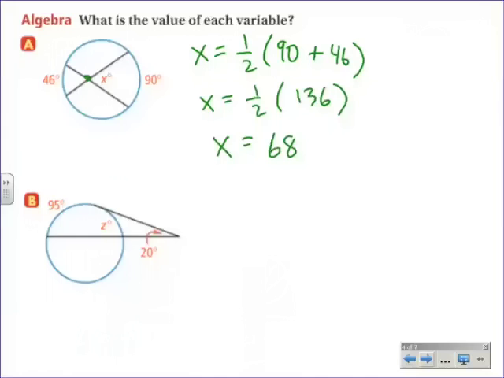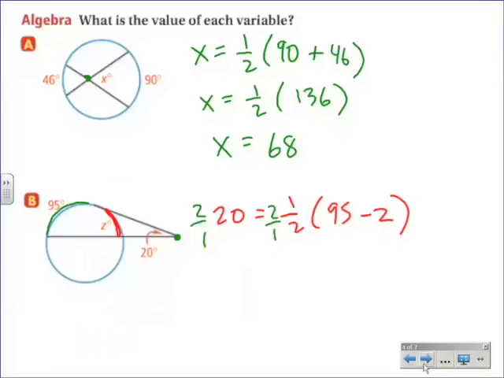Now I focus here on B, and because this point is outside of my circle, I'm going to find the difference of these two arcs. There's my larger arc, so I will take that, 95, and I will subtract z from it. So I'll say 20 equals 1/2 (95 minus z). There's my equation. I need to solve that. I'm going to cancel out the 1/2 by multiplying by the reciprocal, so I get 40 equals 95 minus z. I'm going to take my z to the left side, so I'll add z to both sides, and at the same time, I will subtract 40. So I'll get a positive z equals 55 degrees.